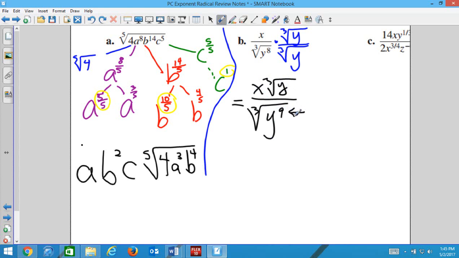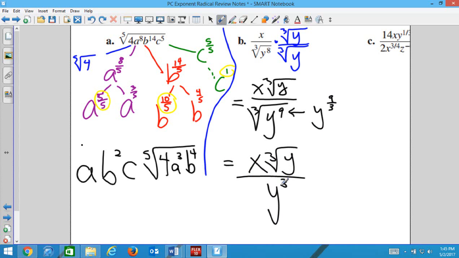And if I have the cube root of y to the 9th, that is the same thing as y to the 9/3. So we have x cube root y over y to the 3rd. Do I need absolute values? Did I start with an even root? No, so I don't need absolute values. Okay, I'm doing all right. I'm almost done.